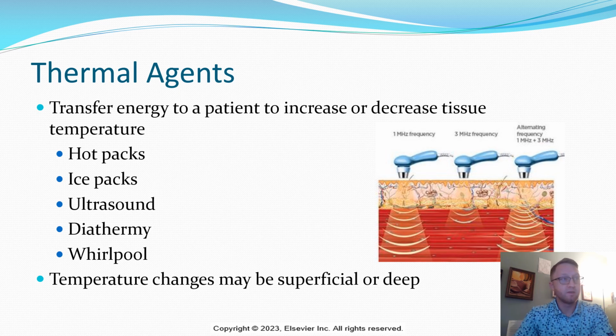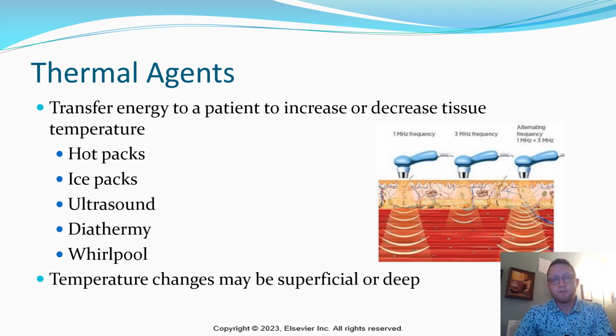Ultrasound is something that we can use that is more of a deep heating agent. Same with diathermy and the whirlpool. Those can all be considered different types of thermal agents. And the thing that we really have to consider is that temperature change that we're trying to establish, a superficial or a deep kind of change to the temperature in the tissue.